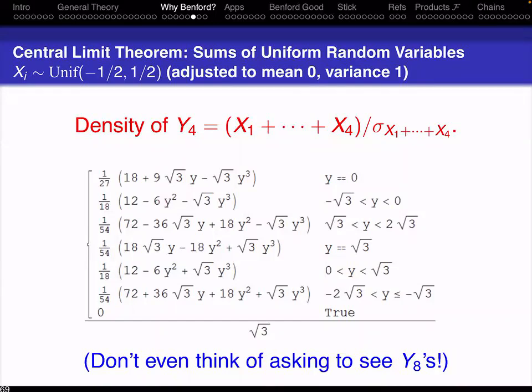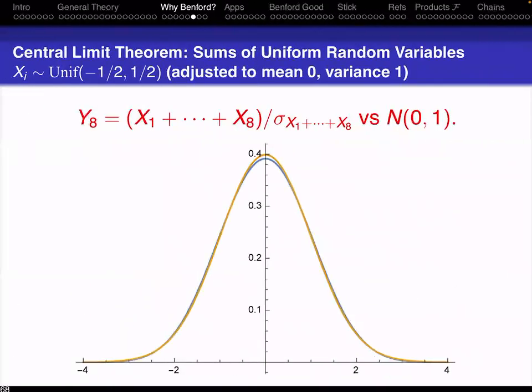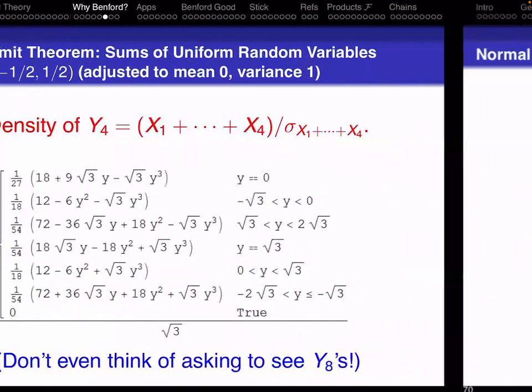And this should hopefully just drive home why we care so much about the central limit theorem. We don't want to work with this. We want to basically say, look, see how close that is to a Gaussian? Let's just say to hell with it. Let's just approximate it with a Gaussian and move on.